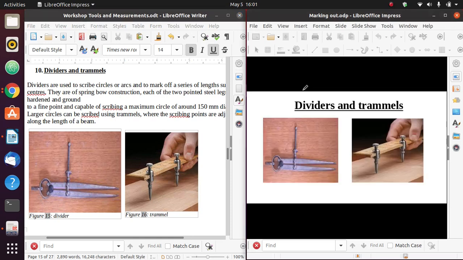Now divider. A divider is just like the one you get in a geometry set. There is no difference. Now what do we use dividers for? We use it when you want to transfer measurements from, for example, a ruler. I want to transfer 10 centimeters from the ruler to my workpiece. I will take a divider, measure 10 centimeters on the ruler, and then take that 10 centimeters I have measured and draw, or inscribe it, on my workpiece. So I can transfer measurements from my ruler or my scale to the workpiece.